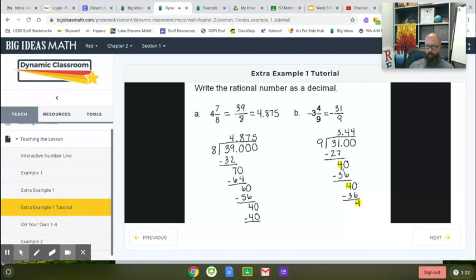So to write that, we have 3.4 repeating, so we place a bar over the 4. So -3 and 4/9 is equal to -3.4 with the 4 repeating.